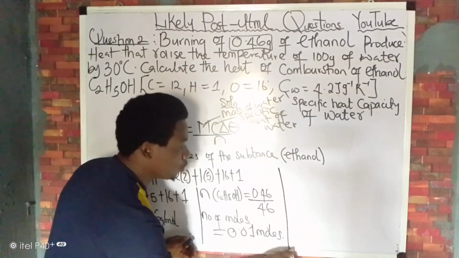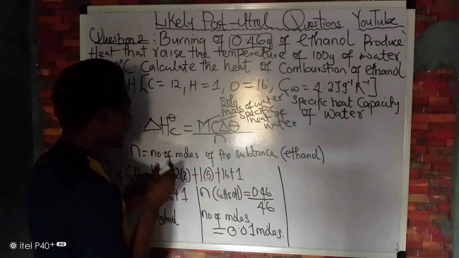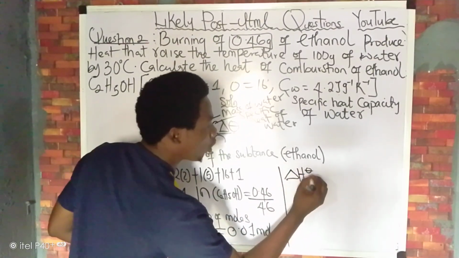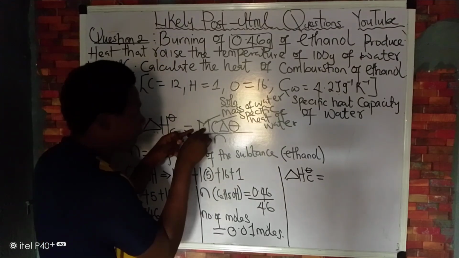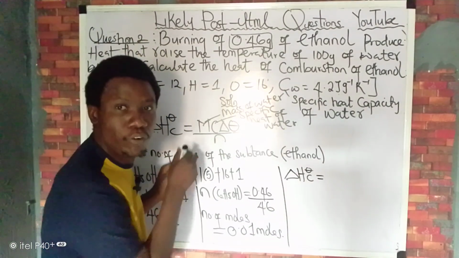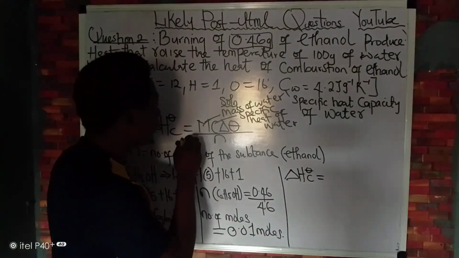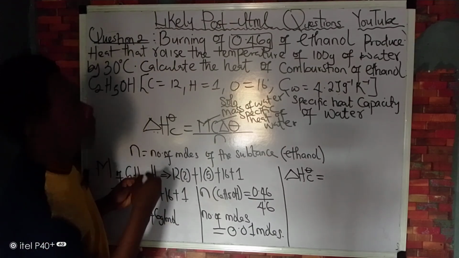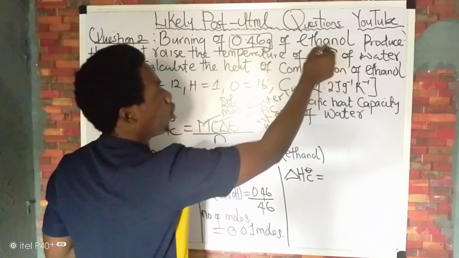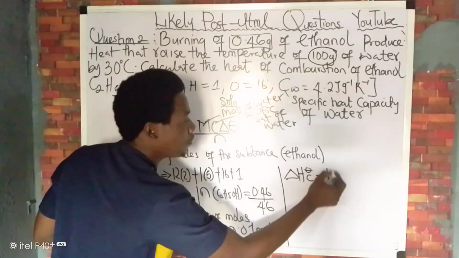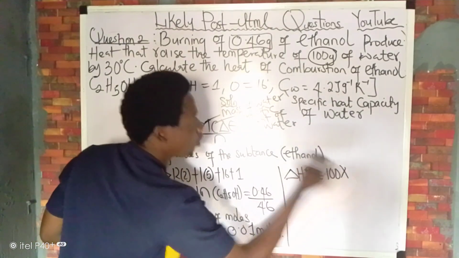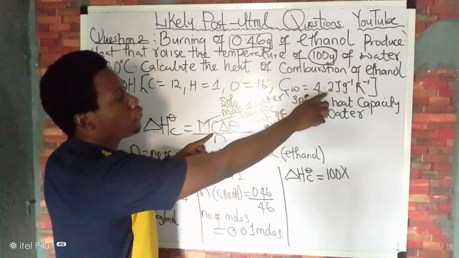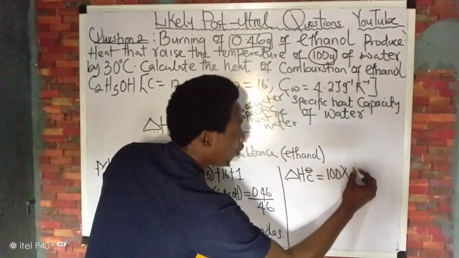So what we have to do now is calculate the standard heat of combustion. So your standard heat of combustion is equal to mass. I told you everything here is for water. So we have the mass of water. What's the mass of water? They gave us that it is 100 grams of water. So you have 100 grams multiplied by the specific heat capacity of water, which is what? 4.2. So you have 4.2.